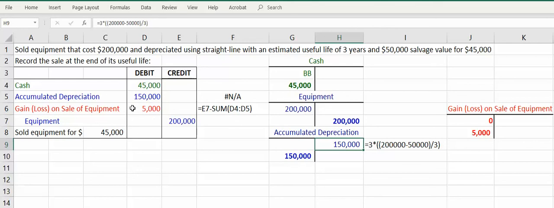Now, if it had been where it was greater, you would be debiting your cash for more than the net book value, so you would have a credit over here, and the credit would go on the right side of the account. So that's how you record the sale.